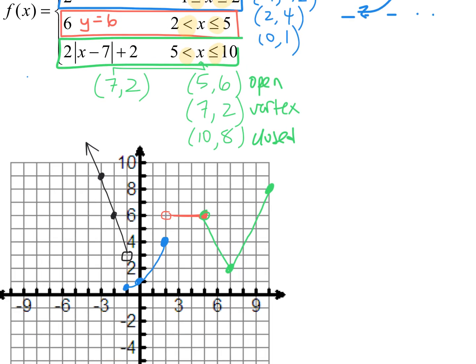And I'm not putting an arrow right here because it didn't say anything greater than 7. It said between 5 and 10. So that means it stops here. So it would be incorrect to put an arrow here. Stop at 10. That's what that means.